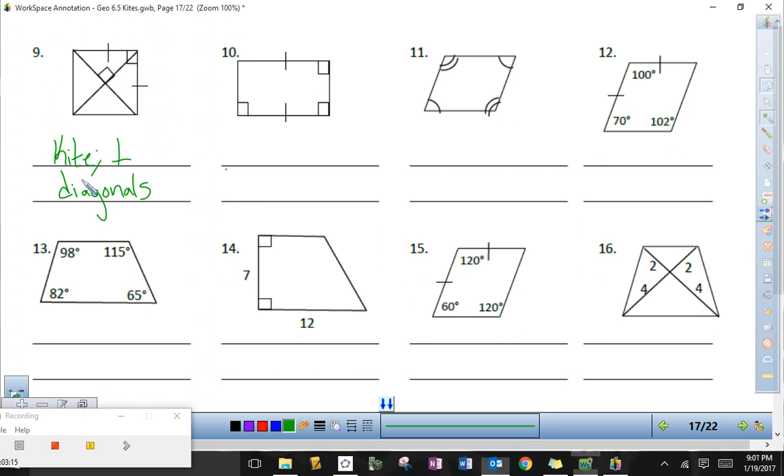Okay, the next one, 3 right angles, is enough to mark 4 though, so we can call this a rectangle because of exactly that, 4 right angles. The next one, angles are marked, opposite ones are congruent. That was a parallelogram. Opposite angles congruent.